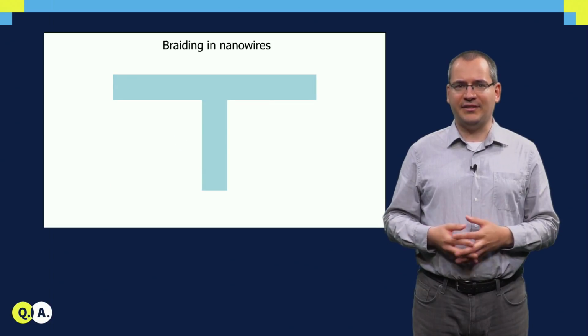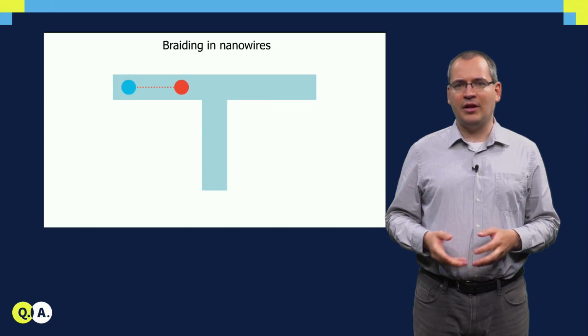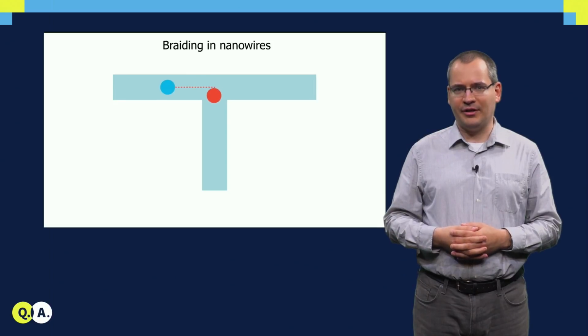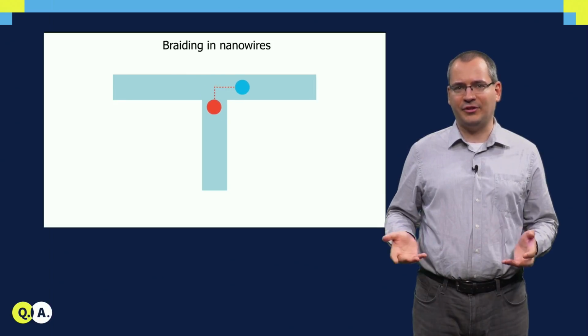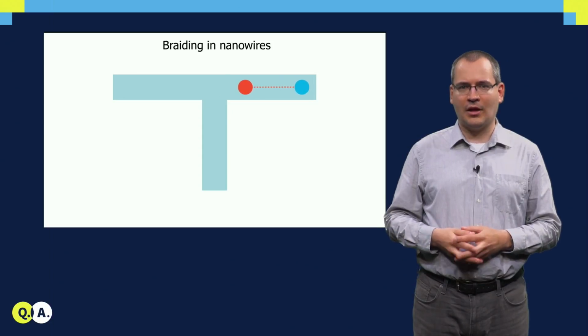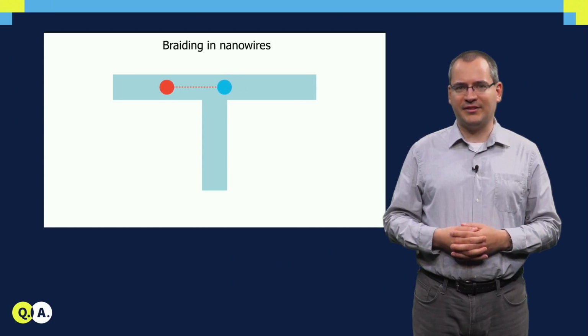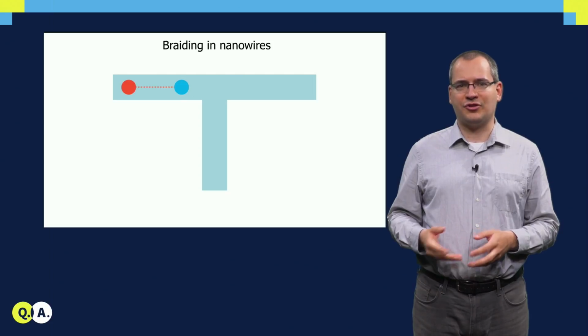The way to perform braiding is a clever workaround. If you attach an extra segment to the nanowire, we can move this topological object around, just like you do a Y-turn with your car. This allows for braiding of the two particles, orange and blue, as shown in the animation.